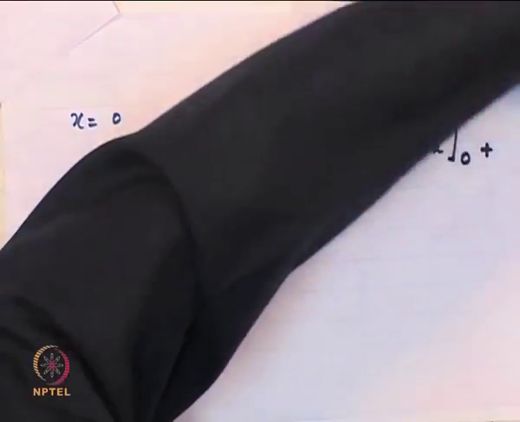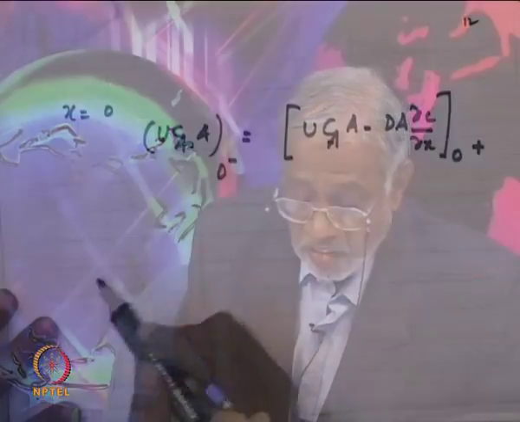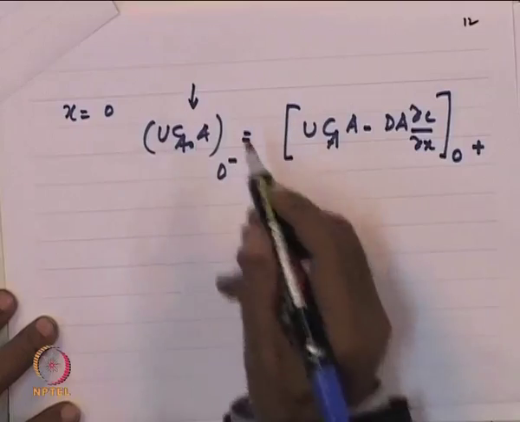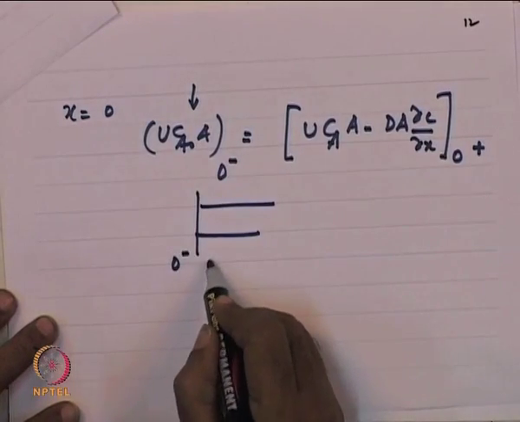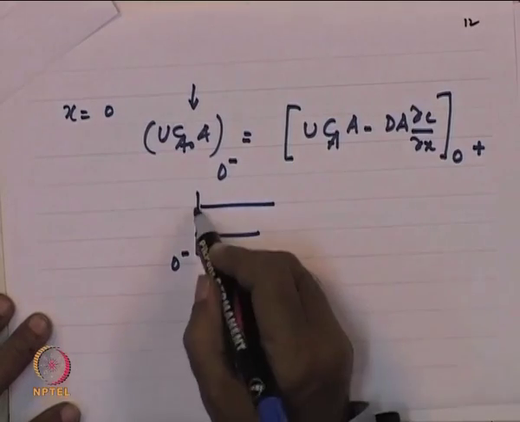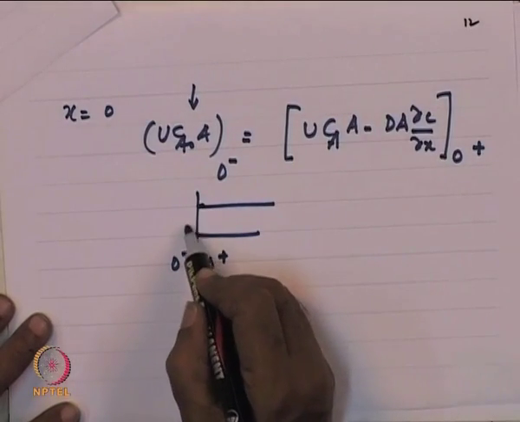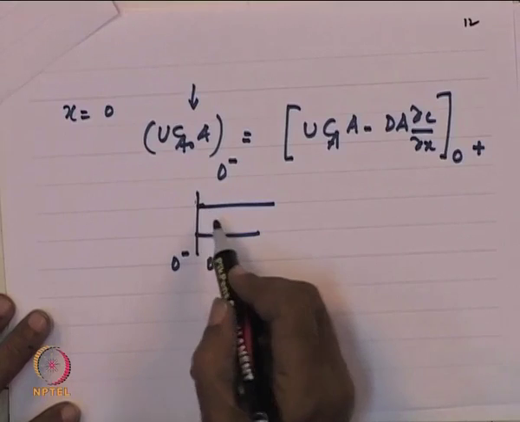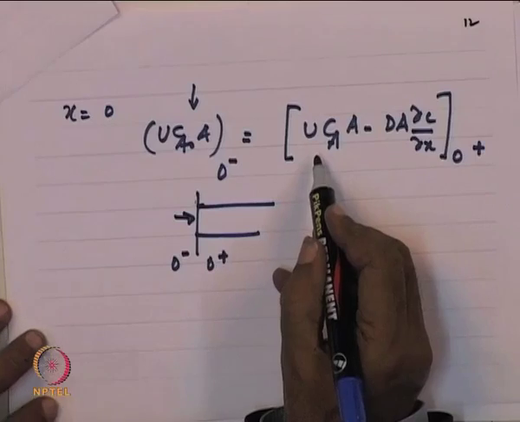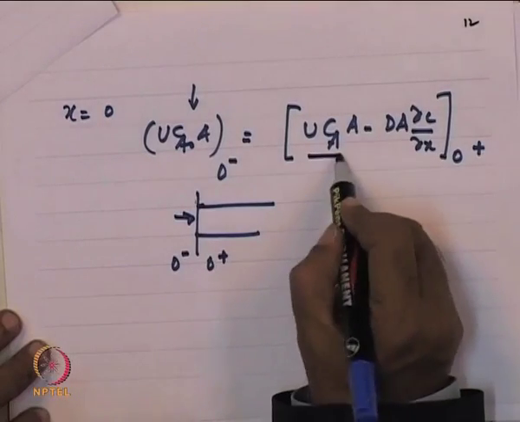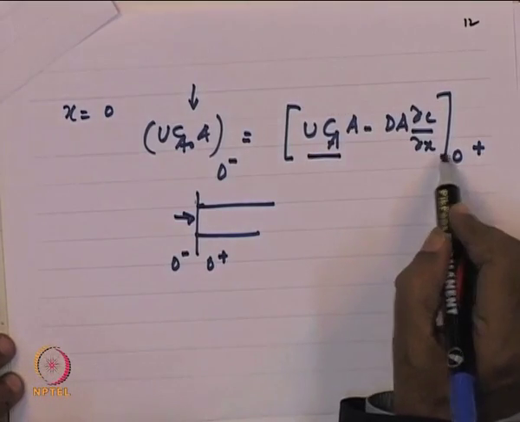Okay. What are we saying now? u A C_A0 is the flux at 0 minus, and this is at 0 plus. So, at the boundary, whatever material comes in goes out due to convection as well as due to diffusion.